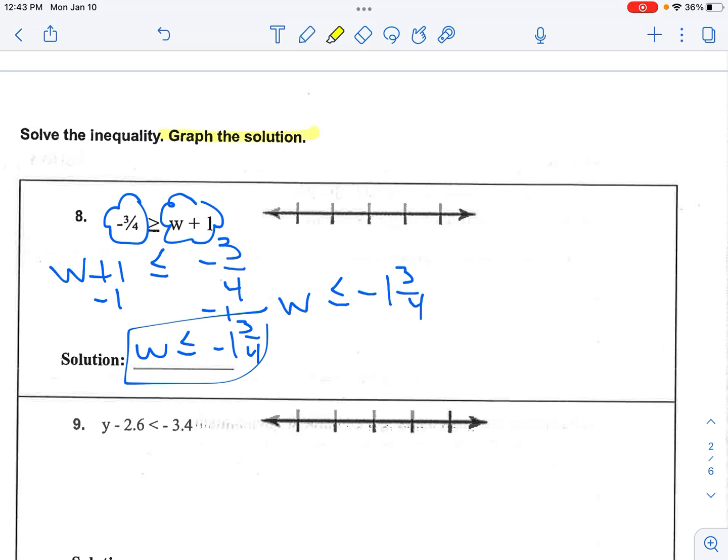It also says to graph the solution, which you'll have to do quite a lot of on your test. So to graph this one, I'm going to put a negative 1, a negative 2, and a 0. Negative 1 3/4 would be almost to negative 2, and that's going to be a closed circle. And if we look at our sign, the less than sign points to the left, so that line is going to be darkened to the left.